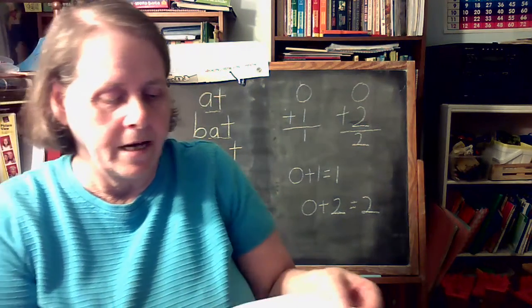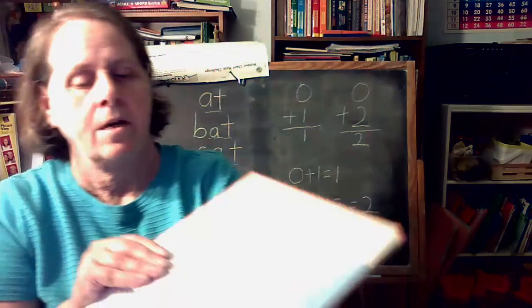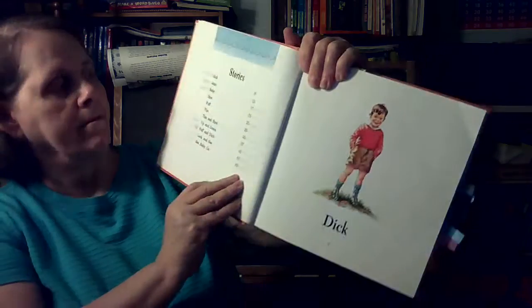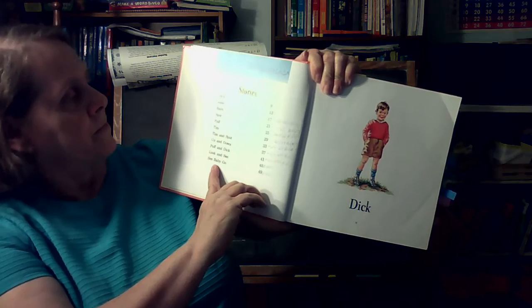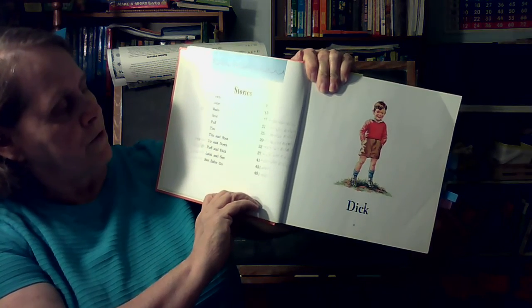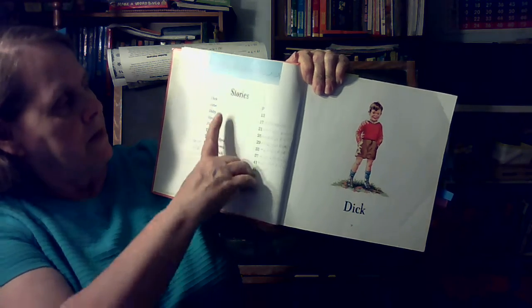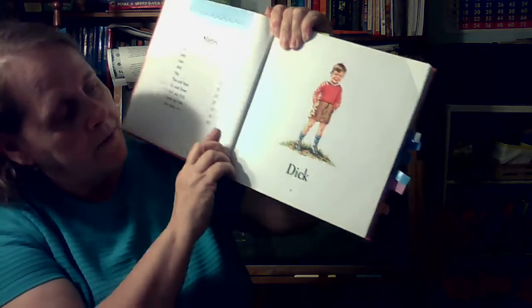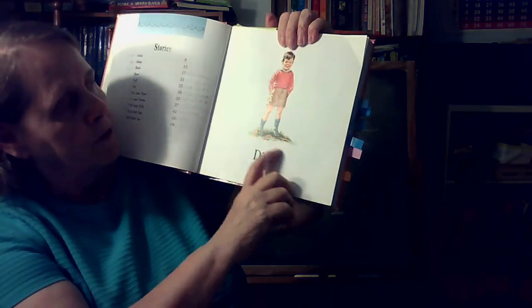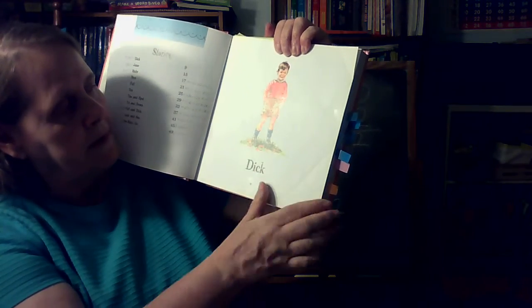If we turn to page 8, we have our stories, or our contents. And there are several stories here. This is our first story, and it tells us to go to page 9. Our first story is about this little boy. His name is Dick.